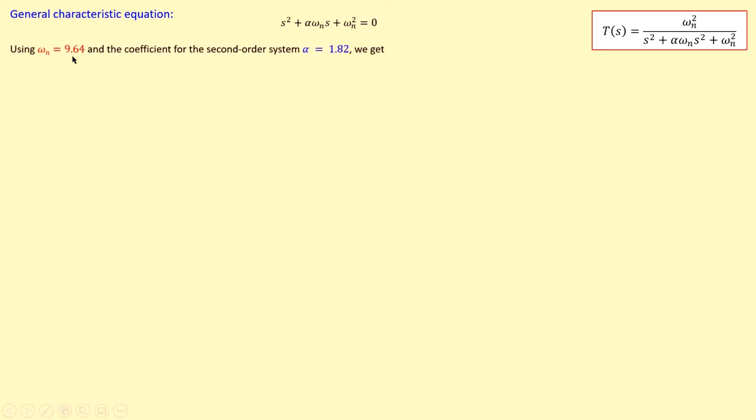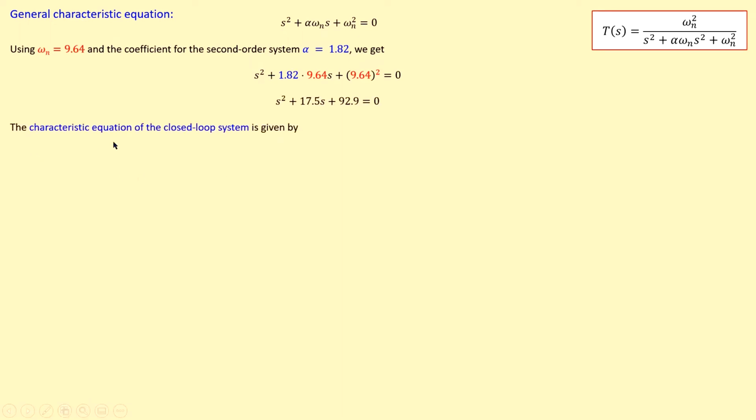Now, using omega n of 9.64 for our case and a coefficient of the second order system alpha of 1.82, we get the following situation. So just substitute the values of alpha and omega n, and also here omega n squared. I have this. Now, if I work it out and simplify this, I have the following expression.